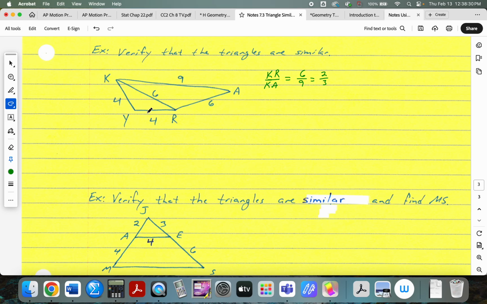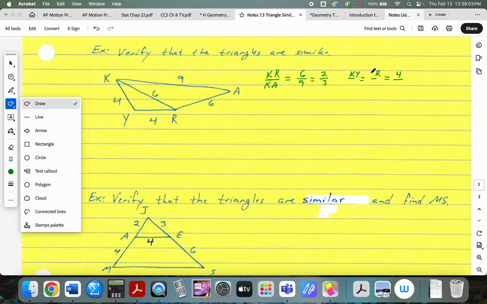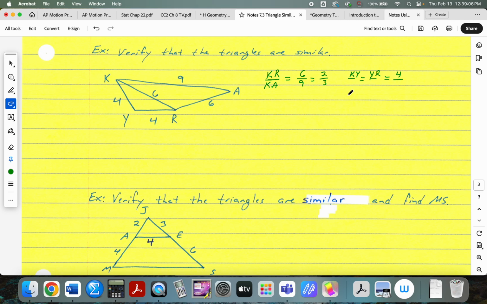Then I've got a tie for these other ones that are short in the first one. I've got KY, and I've also got KR. And that's 4 over the two small sides over here are KR. Wait, wouldn't that be YR? I'm sorry, YR. Thank you. It's like that's one too many K things.